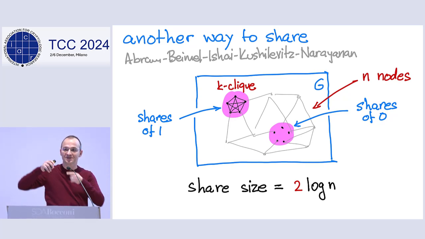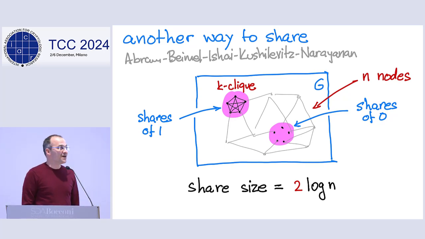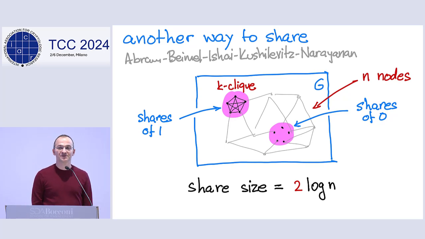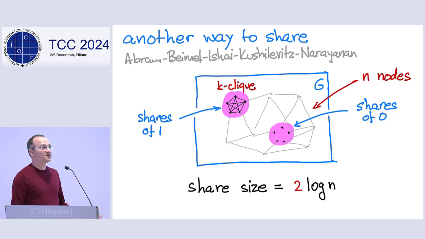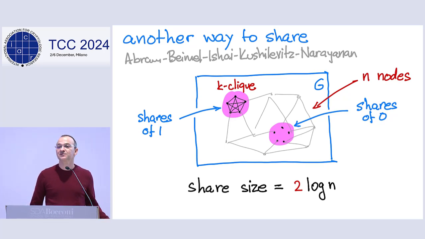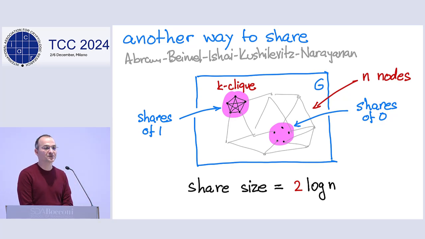a line through the secret, and then you give the shares. And this works very well. You never ask what else you can do. But luckily, Abram, Beimel, Ishai, Kushilevitz, and Narayanan asked this exact question at the last TCC, and they gave a beautiful alternative way, another way to share.